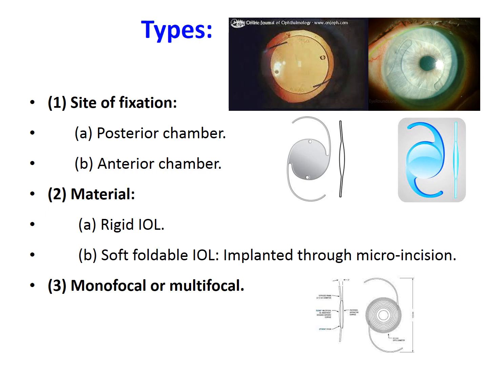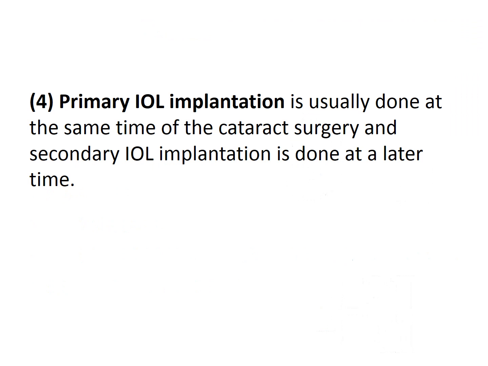We may have monofocal lenses or multifocal lenses, which can give vision at different distances and try to imitate accommodation, so as not to lose the normal accommodation of the lens after cataract. We may implant the lens primarily at the same session, which is commonly done today, or as a secondary IOL in another session, which is spared for complicated cases. We mainly implant primarily at the same session.